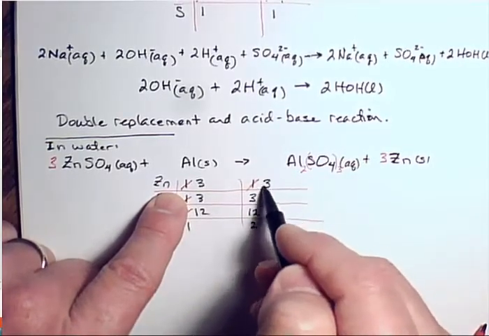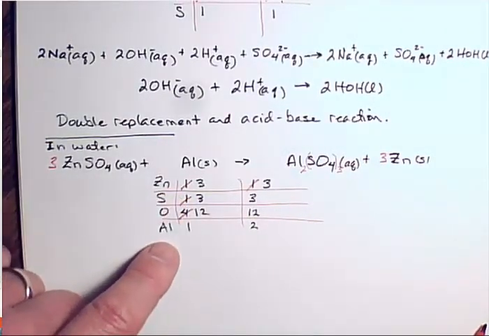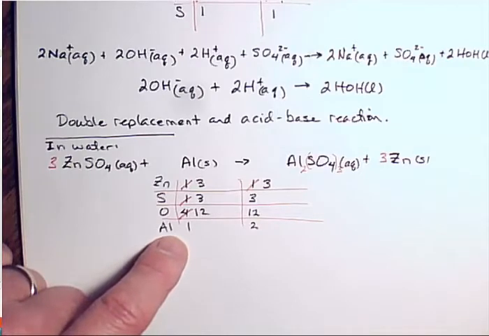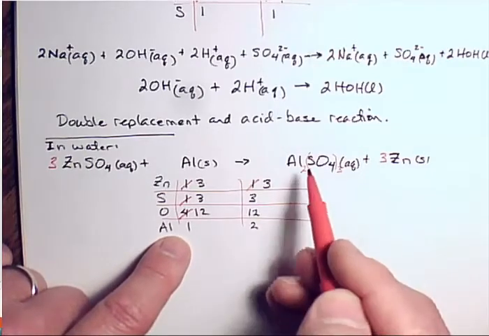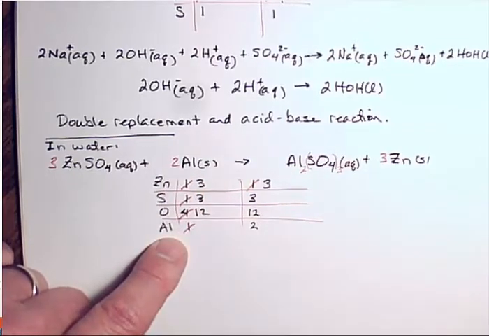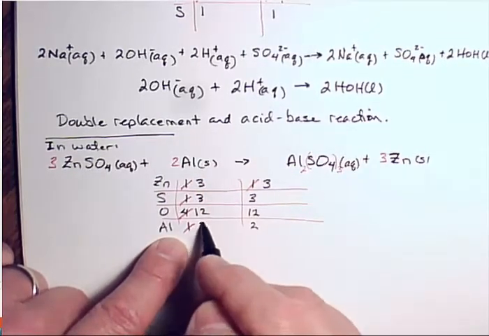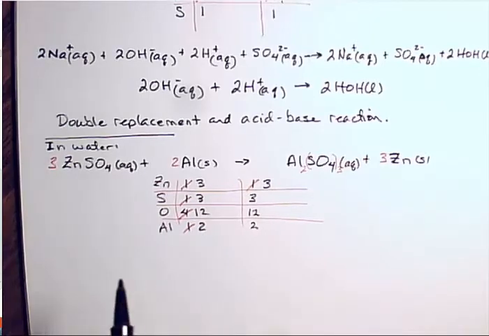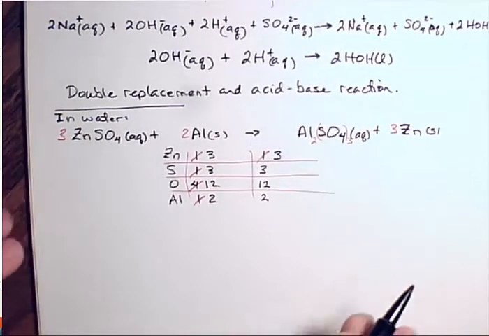Then I've got 2 aluminums here. I'll go over on this side and put a 2 there, changing the number of aluminums to 2, and we've got a balanced equation now. Okay. So I haven't written down the classification. I'm going to do that in a minute.